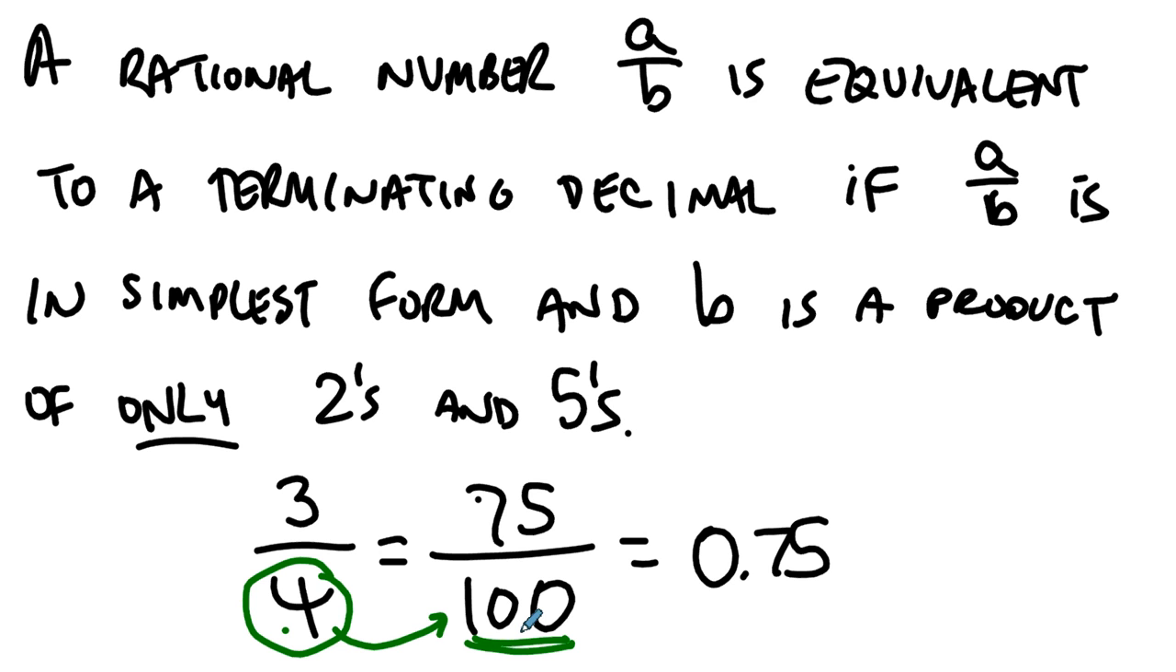So a rational number will only be a terminating decimal if it's in simplest form and the denominator is made up of 2s and 5s.